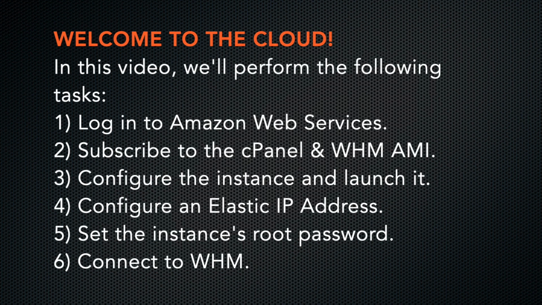In this video, we'll perform the following tasks. We'll log in to Amazon Web Services. We'll subscribe to the cPanel and WHM AMI, or Amazon Machine Instance. We'll configure the instance and launch it. We'll configure an Elastic IP address. We'll connect to the instance to set the password. Then we'll connect to WHM.